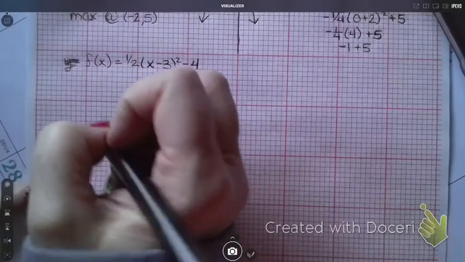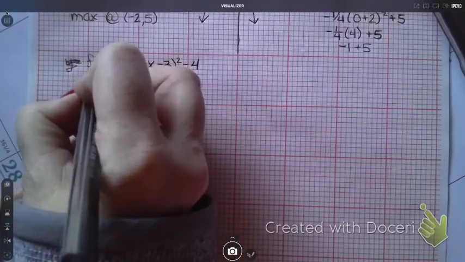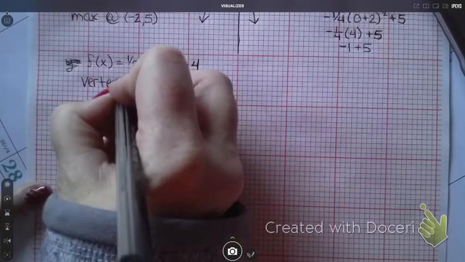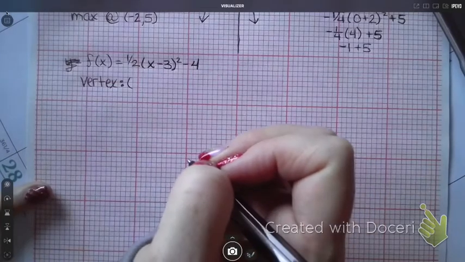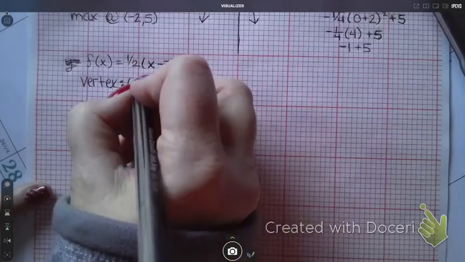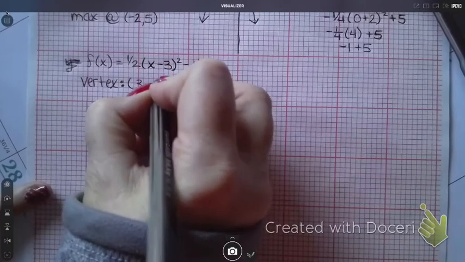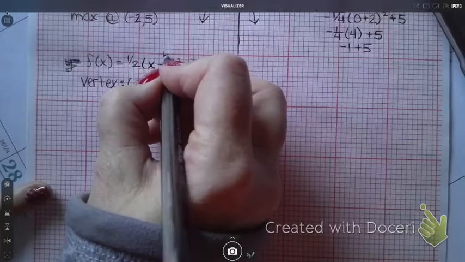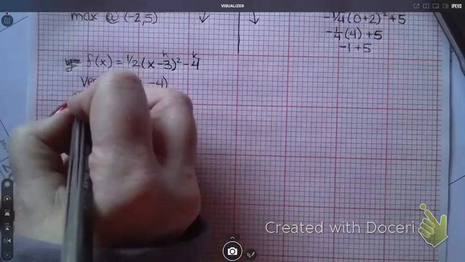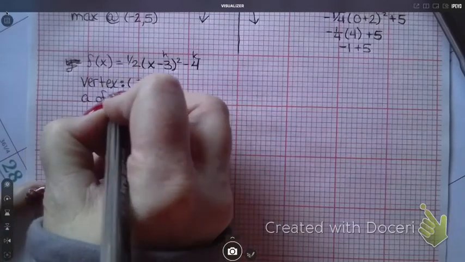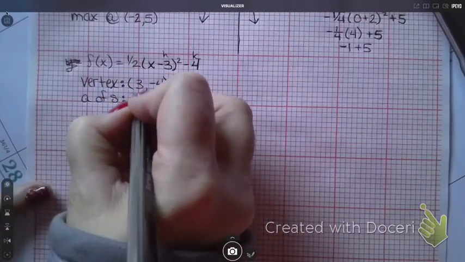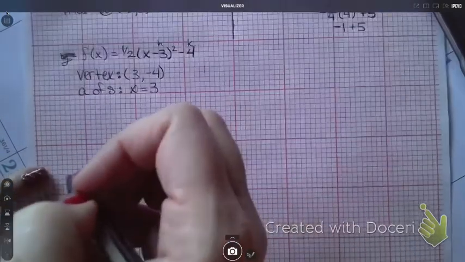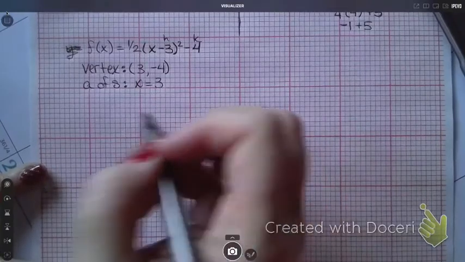Okay. First thing is the vertex. Three, negative 4. Because it's always the opposite. This is the H and this is the K. The axis of symmetry is 3. So x equals 3. Watch that on your IXLs because it will ask what is the equation of the axis of symmetry. So if you don't put x equals 3, it will be wrong.